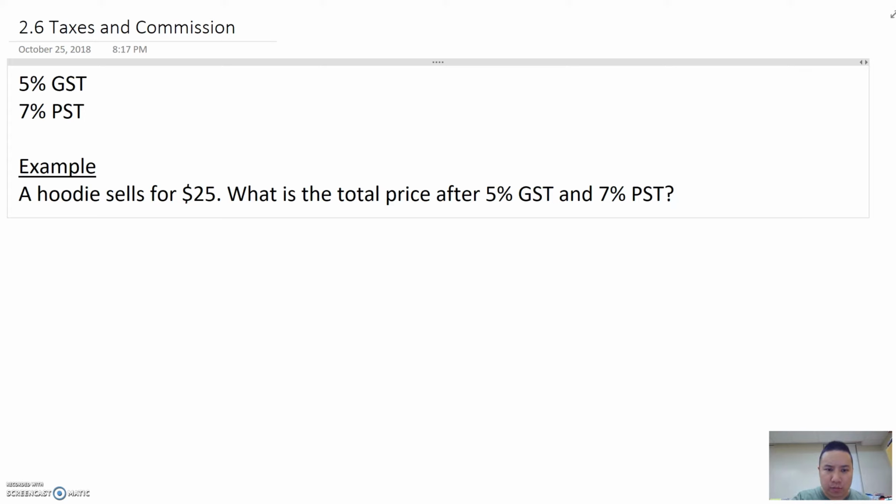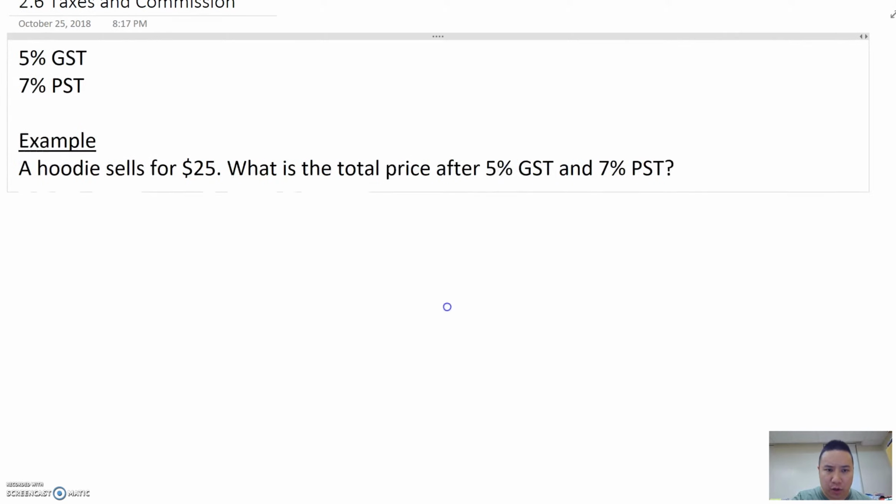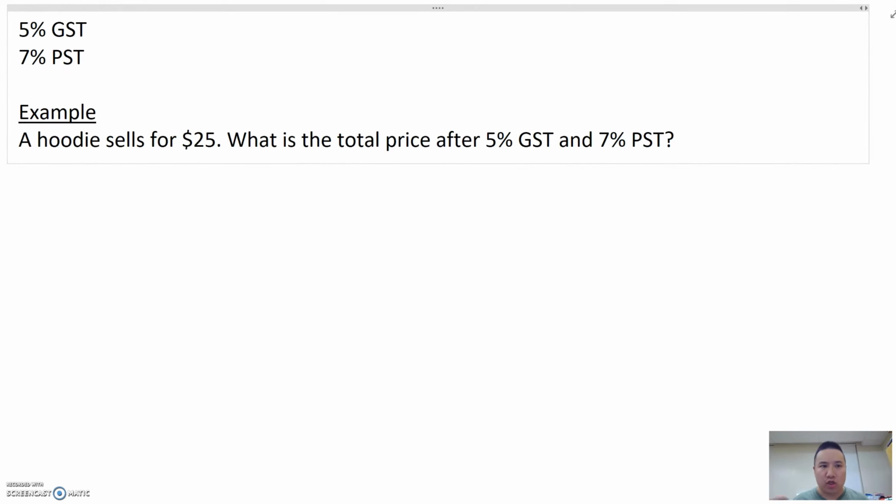Alrighty, this hoodie sells for $25, but when you go up to the counter and pay, you actually have to pay a little bit more because they tack on those taxes. Now, we can do this a couple of ways. We can calculate 5% of the $25 and then calculate 7% of the $25 and then add that together, and that's how much tax we have to pay.